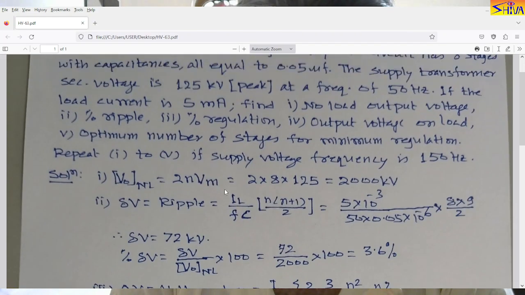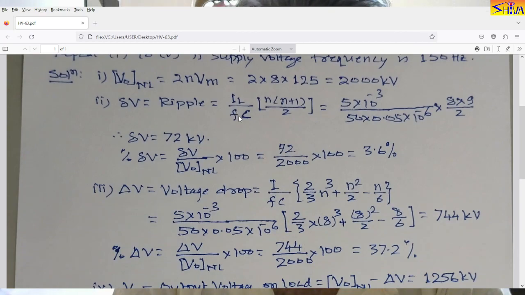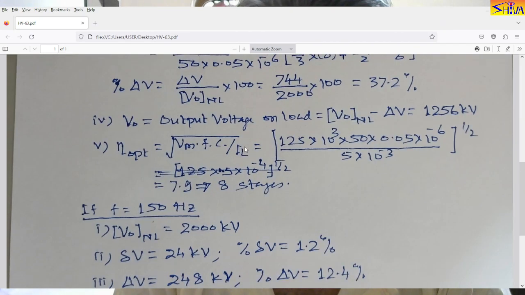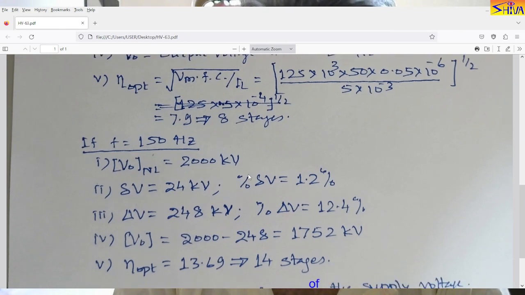Now we have to repeat all these parts when supply frequency is 150 Hz. So in all these equations, in place of 50 Hz, F equal to 50, we have to keep F equal to 150. So we get no load voltage output, that is the same 2000 kV, because there is no F in this equation. Delta V, that is ripple, is 24 kV. So percentage ripple is 1.2%. Capital delta V, that is voltage drop, is 248 kV. So percentage voltage drop is 12.4%.